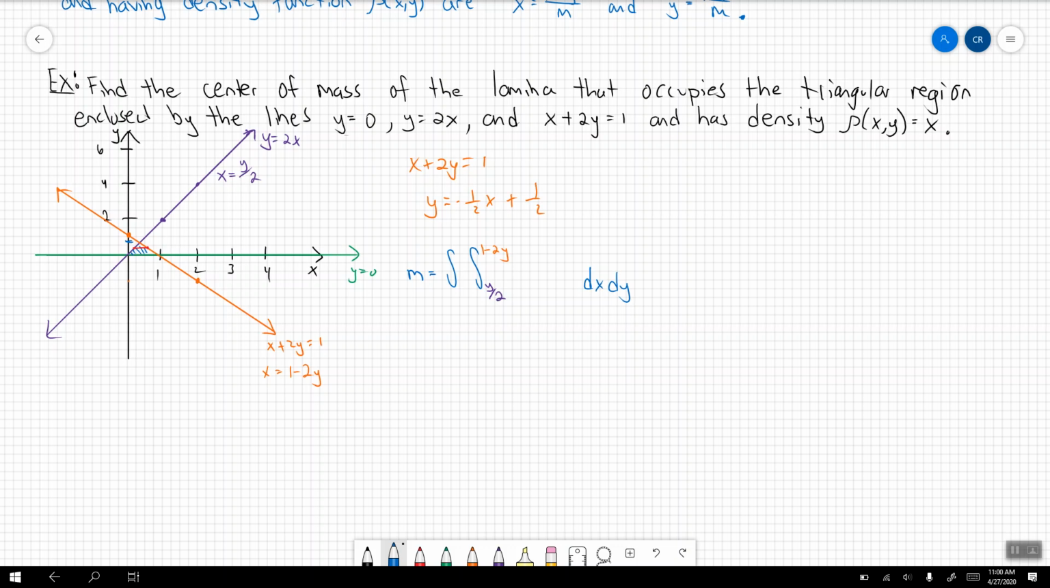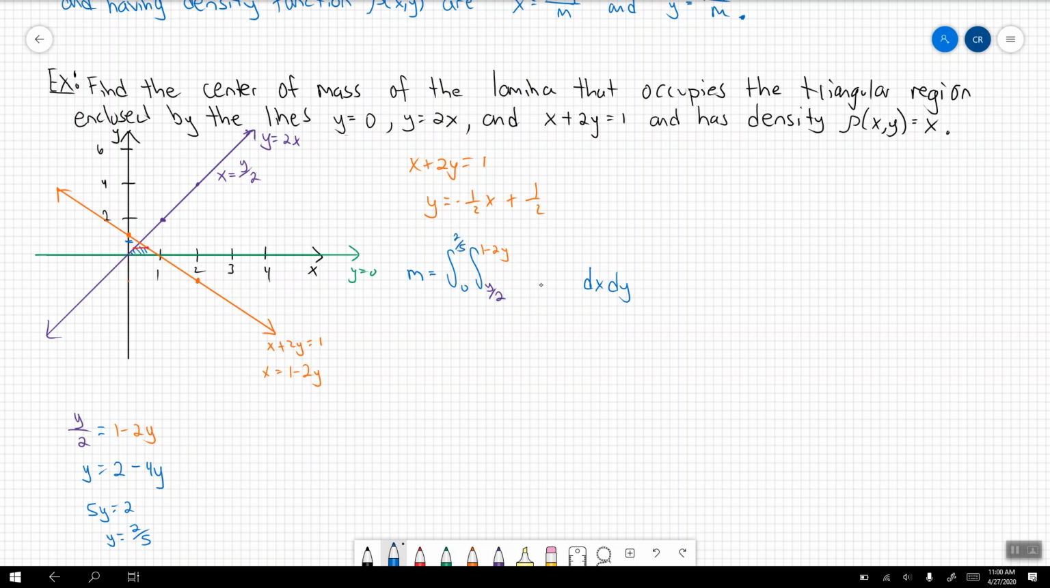So I'm going to set both of these x values equal to one another. This is going to be y over 2 equals 1 minus 2y. If we try to solve here, this will be y equals 2 minus 4y. Moving this over, we get 5y is equal to 2, which means y is equal to 2/5. So my y values are changing from 0 all the way to 2/5.